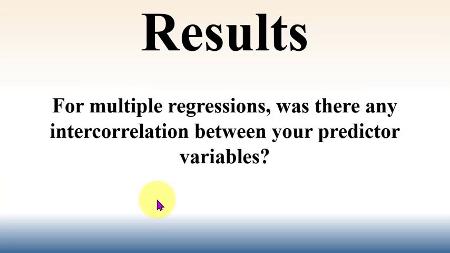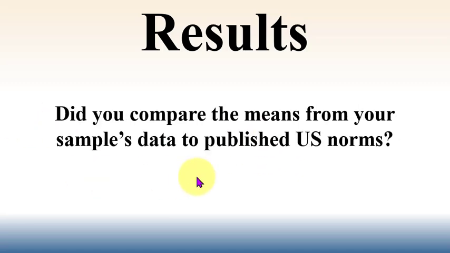Now, for your multiple regression models, was there any kind of intercorrelation between your predictor variables? In other words, were 2 of your IVs more strongly correlated with each other than they were with the DV, question mark? That will trigger your violation of your multicollinearity assumption and probably your autocorrelation assumption, which means you got to do something. So if you're looking at means from your sample, did you compare them to published U.S. norms? Remember, a norm is a population mean. So are they close to the stated U.S. means? Or are they not, right? That gives you something else to write about.